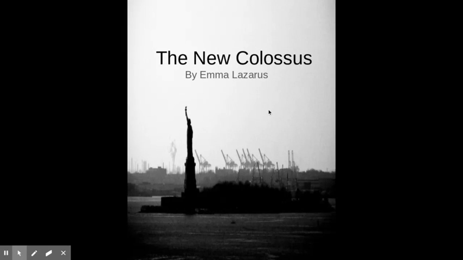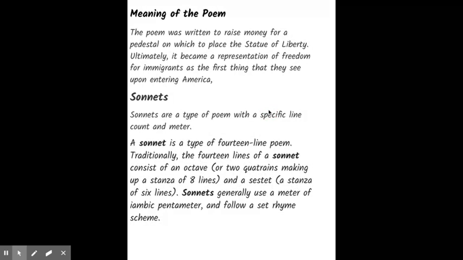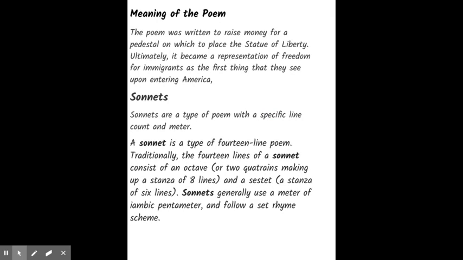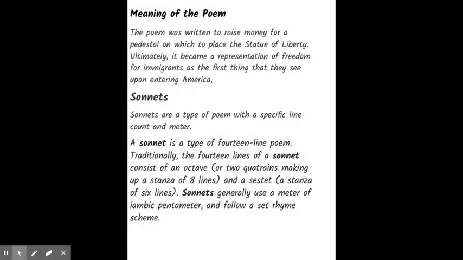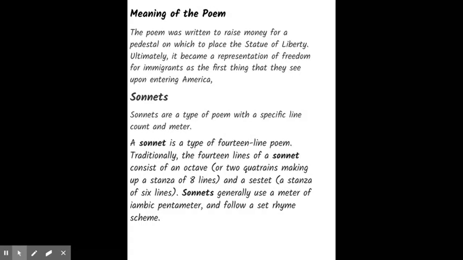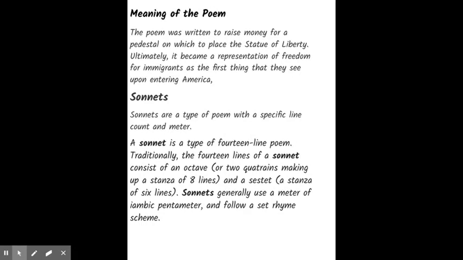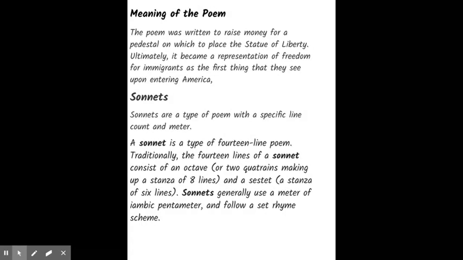Before we begin reading the poem, I want you to know a few things. The meaning of the poem. This poem was written to raise money for a pedestal on which to place the Statue of Liberty. But ultimately, it became a representation of freedom for immigrants as the first thing that they see upon entering America.